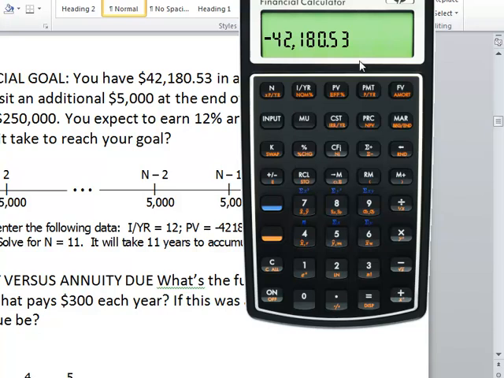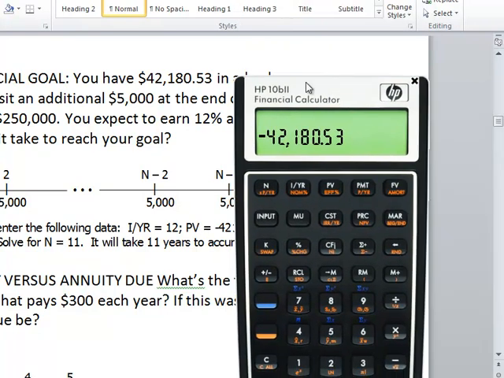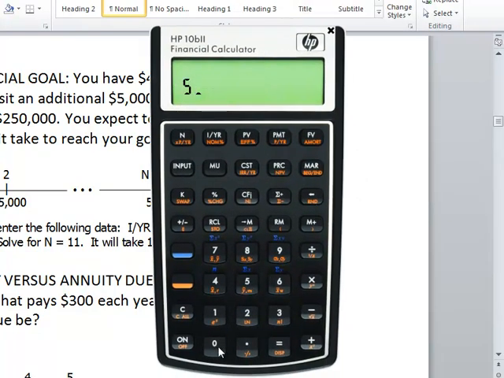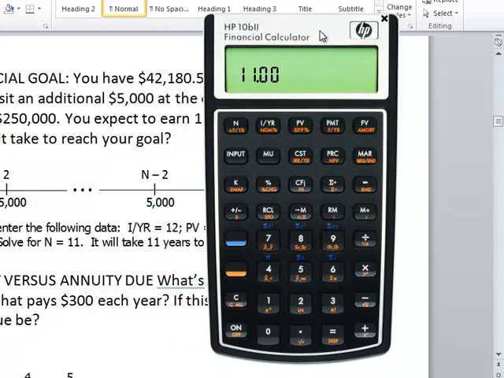$5,000 is your payment, and you can see from the problem that it is also negative. You're putting money into that account for an investment purpose. And you hope at the end to have $250,000. And that's positive. So N is 11 years.